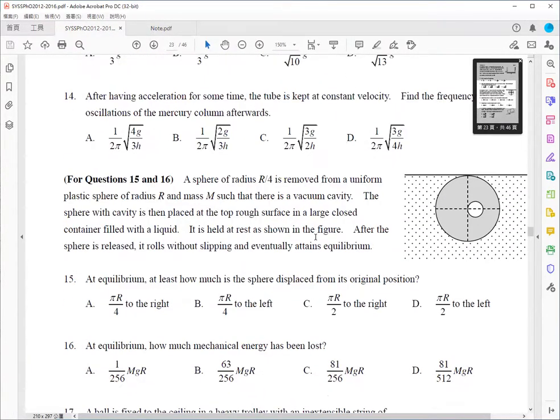So how about question 15? Although the question is not asking about a center of mass, it's related to center of mass. This is a sphere. Remember, this is a sphere. So I would like you to find the center of mass of this sphere relative to this point. The small sphere of radius r/4 is cut from the large sphere of radius r, as shown here.